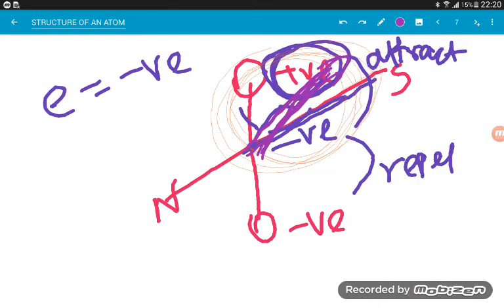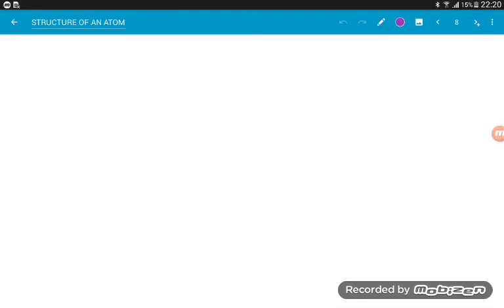Now let us discuss some of the drawbacks about this experiment. So what are the major drawbacks that you could discuss about his experiment? Basically, we'll study mainly the properties of cathode rays initially, right? So let us now discuss the properties of cathode rays.